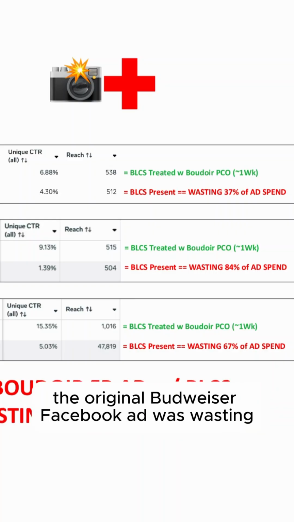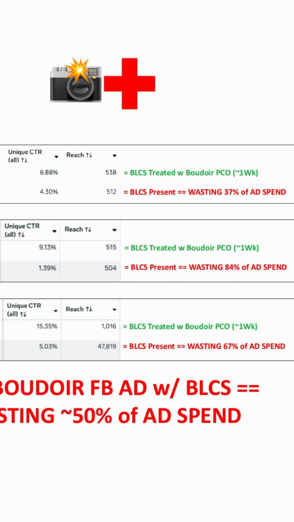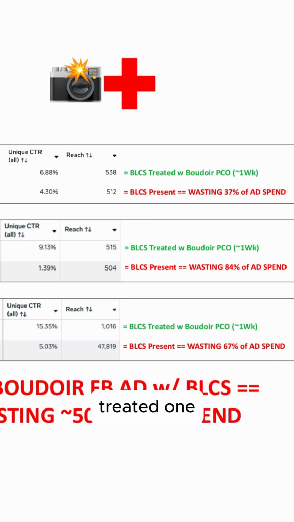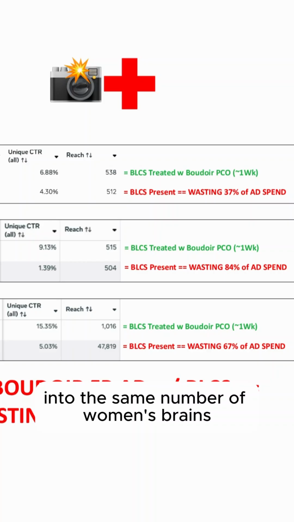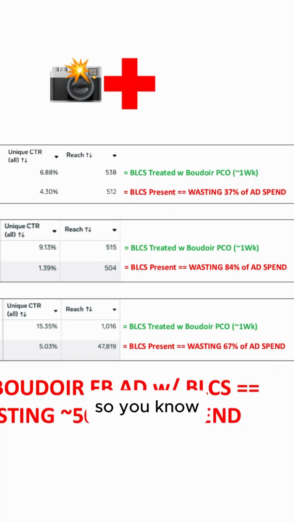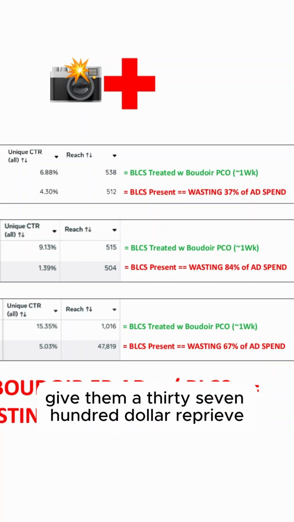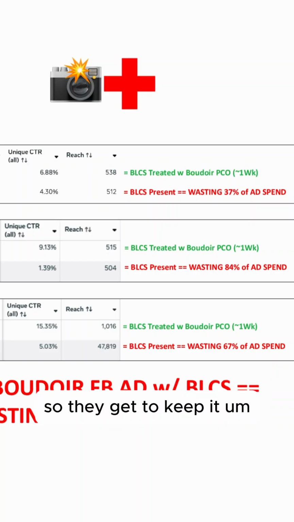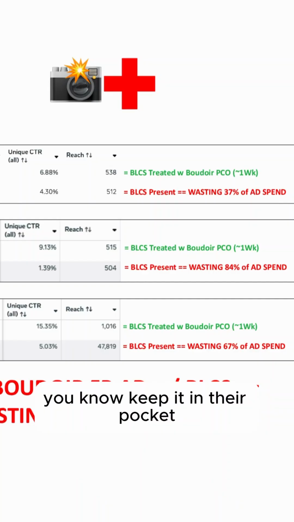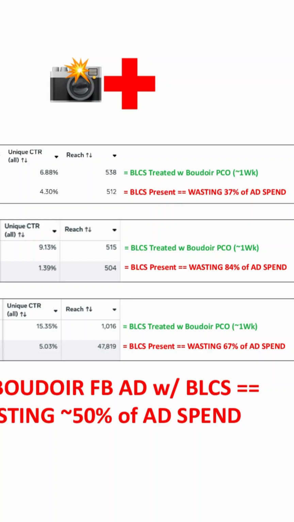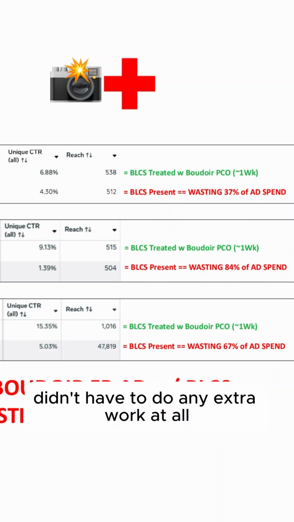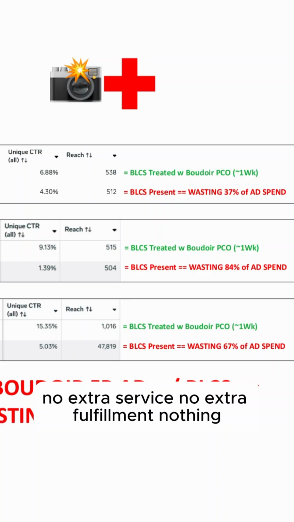So we found out the original Boudoir Facebook ad was wasting 37% of ad spend. So if they're spending 10 grand a month on the original, now they only need to spend 6,300 bucks a month on the Boudoir Pico treated one, and they'll get their ad into the same number of women's brains. It's giving them a $3,700 reprieve, kind of like a $3,700 bonus each month that they don't have to spend, so they get to keep it in their pocket. After a year, it's like a 40K bonus. Didn't have to do any extra work at all. No extra service, no extra fulfillment, nothing.